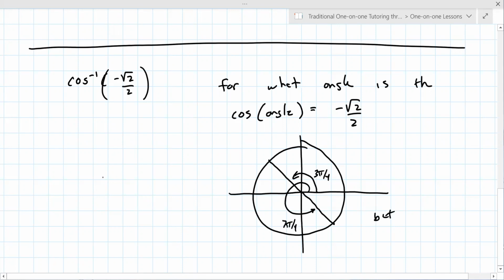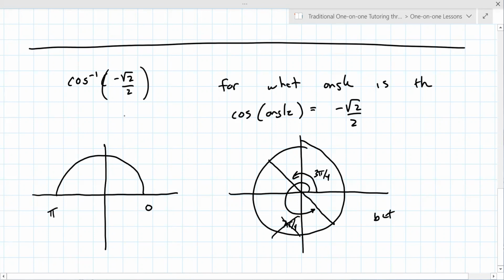But, as I mentioned before, the key thing here is that inverse cosine is only valid from 0 to pi. So your answer has to be from 0 to pi. So this one can't be it. The answer has to be 3 pi over 4. Now you guys have graphing calculators. If you have your mode in degrees and you type in cosine inverse of minus square root of 2 over 2, you should get 145 degrees.